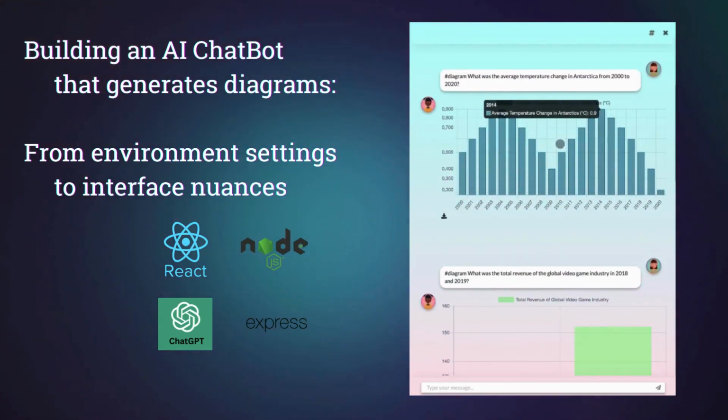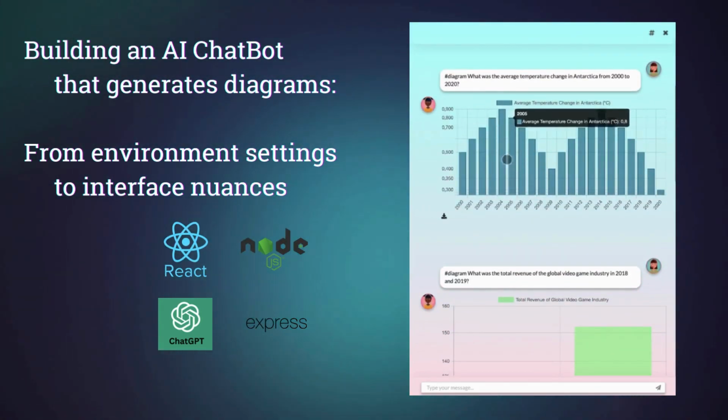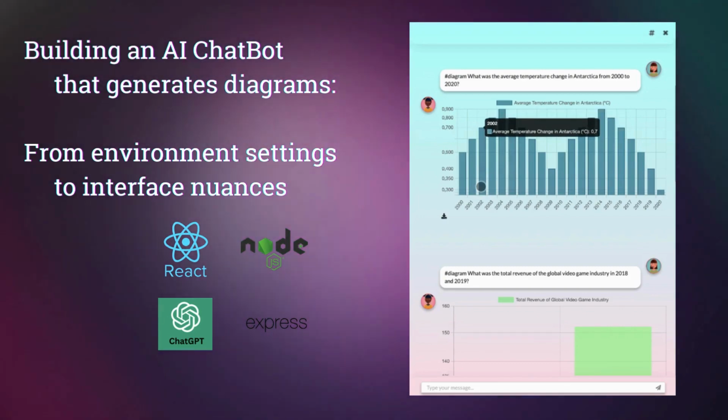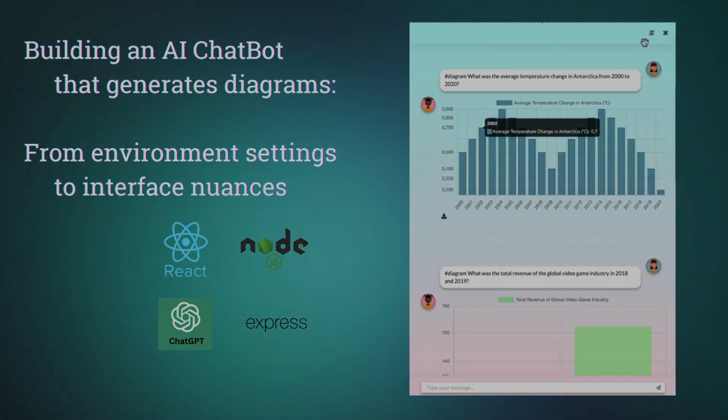This project utilizes ChatGPT to generate all necessary information for our charts, including data and colors and all the stuff that we will need. So users simply need to ask about a particular topic.